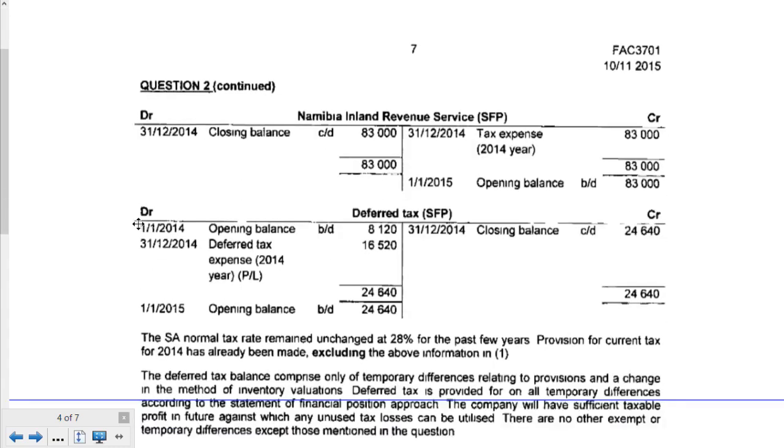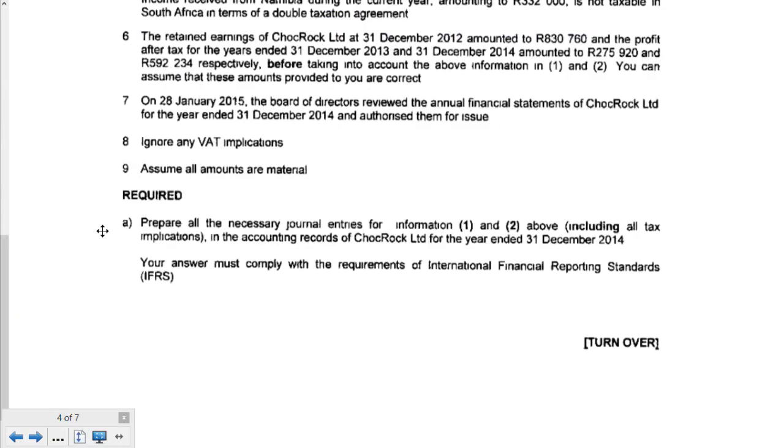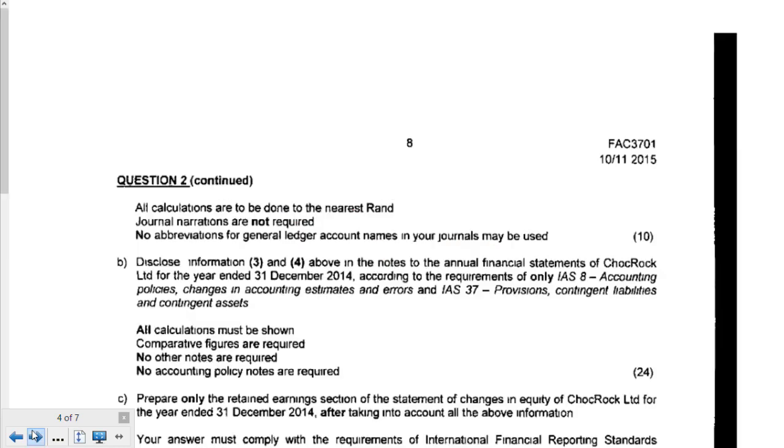Part A has a number of requireds. The first required is journal entries. Prepare journal entries for information 1 and 2 above, including the tax implications. Okay, so this is important. We often forget to do the tax implications for journal entries, but here they've asked us to do the tax implications as well. How many marks is that? It doesn't say. 10 marks. So journal entries for 10 marks.